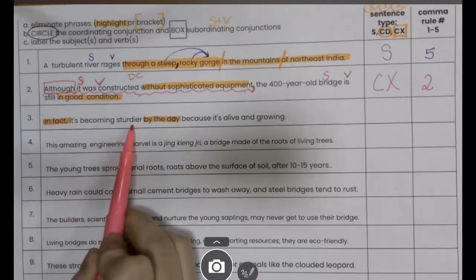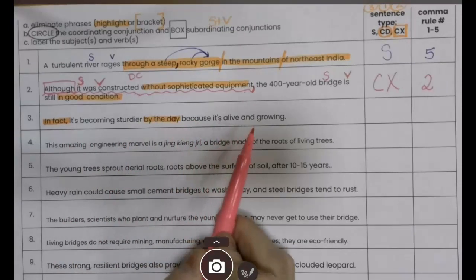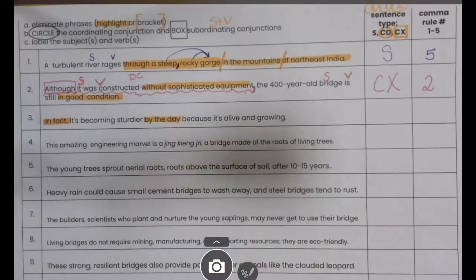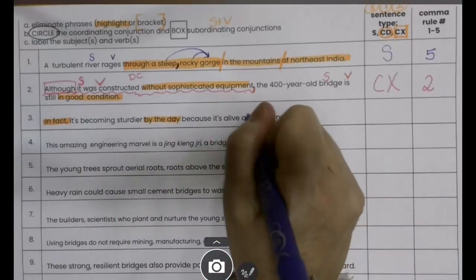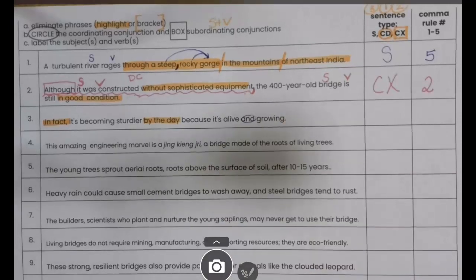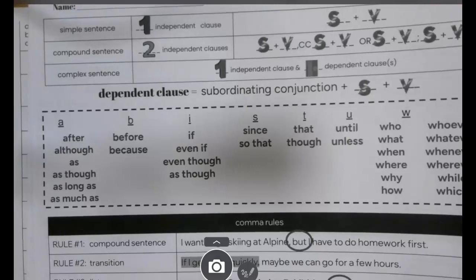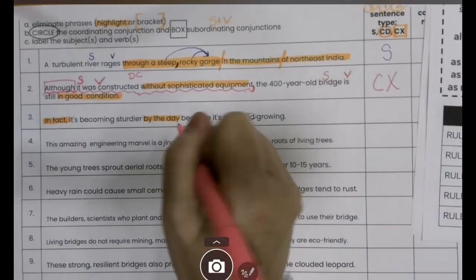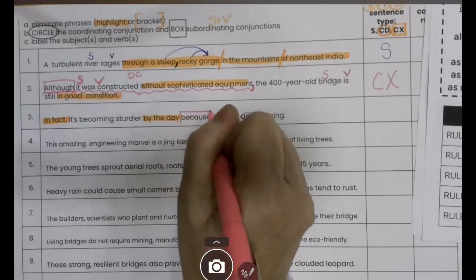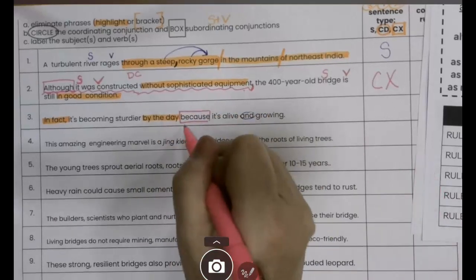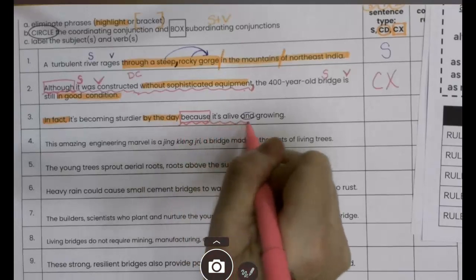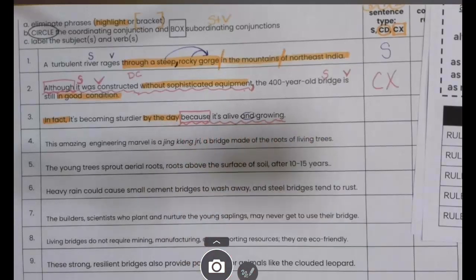It's becoming sturdier because it's alive and growing. I see a coordinating conjunction over here, but it doesn't have a comma with it, so I know that it's not compound. So now I'm going to see, do I see a subordinating conjunction? I'm going to look at my list and see, do I see any of these words in this sentence? And I do: because. Because what? Because it's alive and growing.